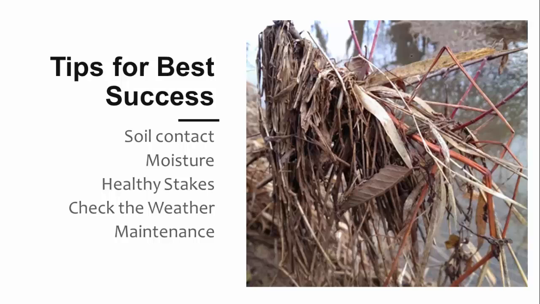For your best chances of survival, remember these key live staking tips. Soil contact is important for the nodes, so make sure pilot holes aren't too wide. The moisture of the area is important as well. Make sure that you don't plant the stakes above the water table. Starting with a healthy stock is also key. Only harvest from healthy source trees.